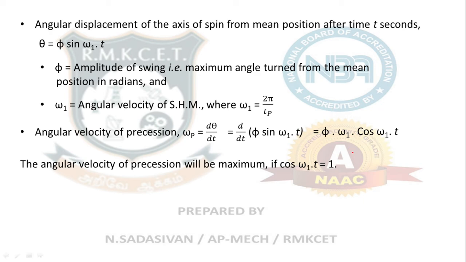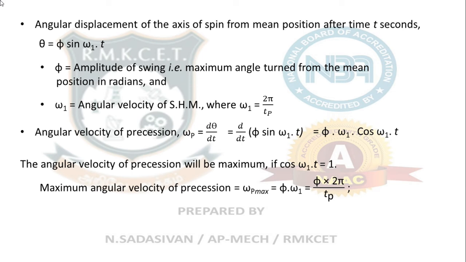Clear? If a problem asks what is the maximum possible value of precession, then you just multiply the pitching angle and the pitching velocity. So angular velocity of precession will be maximum when this is 1. Therefore, if you put 1 in the above case, it becomes phi into omega 1. In place of omega 1, I am substituting this simple harmonic formula 2 pi by Tp. These things we have seen extensively in the vibrations unit. 2 pi by Tp gives you the angular velocity.